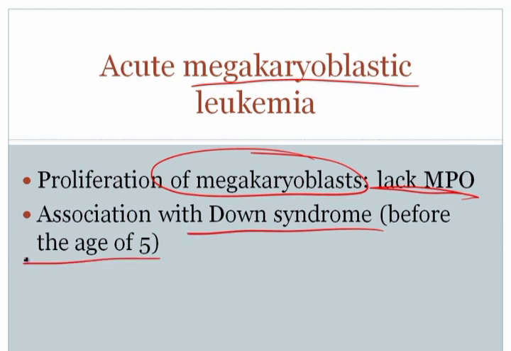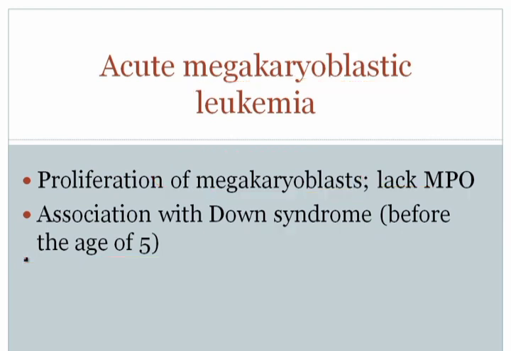So this then brings us to a general principle. Patients with Down syndrome have an increased risk of acute leukemia. The acute leukemia is more commonly acute megakaryoblastic leukemia before the age of 5 and is more commonly ALL after the age of 5. So we should put that association together based on what we've learned through this lecture.